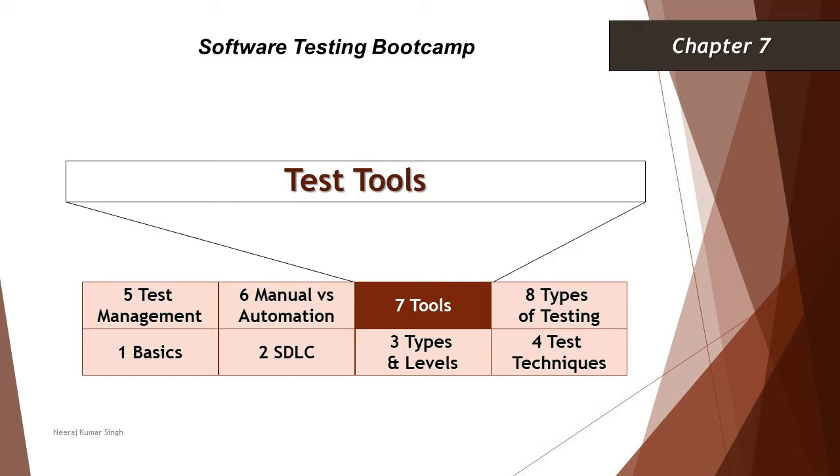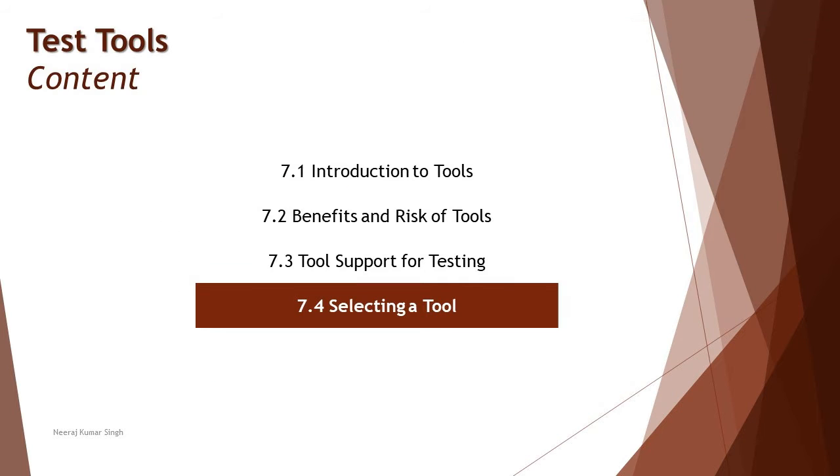Welcome back to another tutorial on our software testing bootcamp, where we are talking about the fundamental concepts of software testing. As a part of today's tutorial, we are still continuing with our chapter 7, which is to talk about the tool support for testing. And today we'll be looking into the next segment of this chapter, which is 7.4, selecting a tool for the organization or the project.